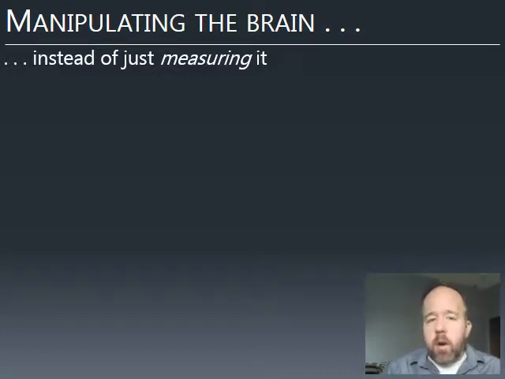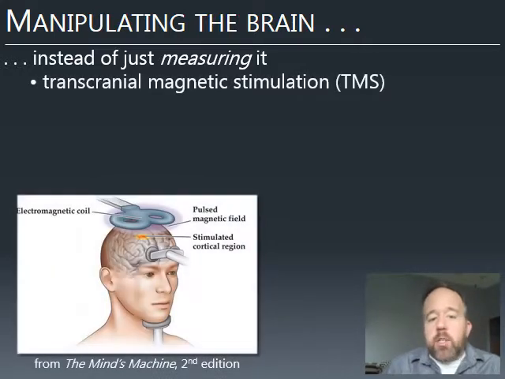If we recall from a few lectures ago, we have to be careful not to mistake correlation for causation. And the way we get around that issue is through an experiment in which we manipulate one group of individuals and not another. And so a technique known as transcranial magnetic stimulation, or TMS, allows us to do that.